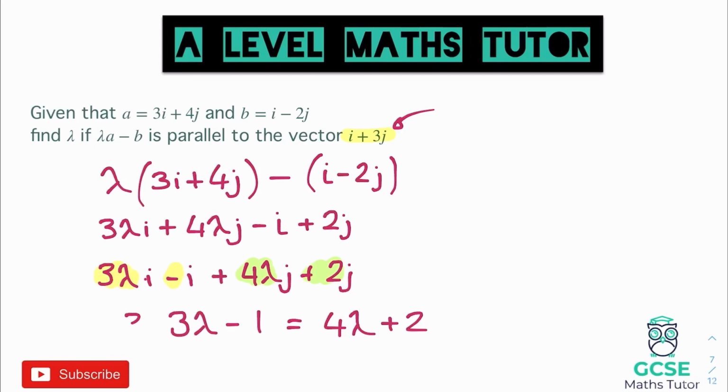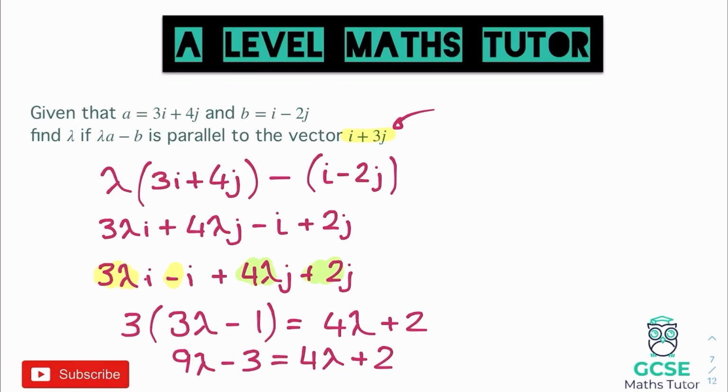So let's just times this side by 3, so we'll stick it in a bracket, we'll times it by 3, and then the coefficients would be equal. So the 3 lambda would become 9 lambda, and the minus 1 would become minus 3. So 9 lambda take away 3 has to be equal to 4 lambda plus 2. And now we've got a nice easy equation to solve.